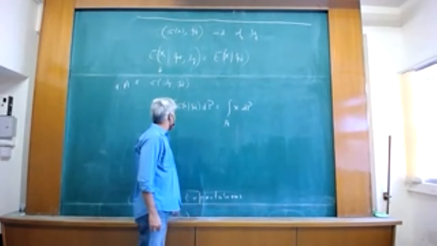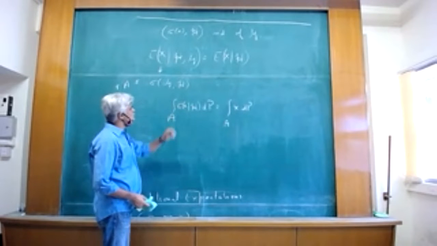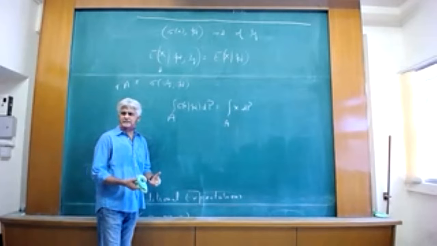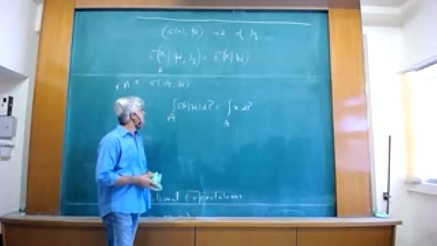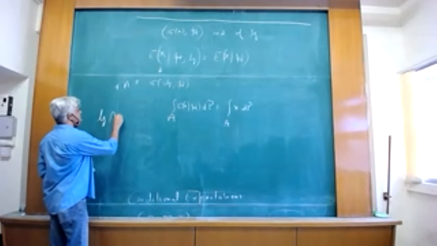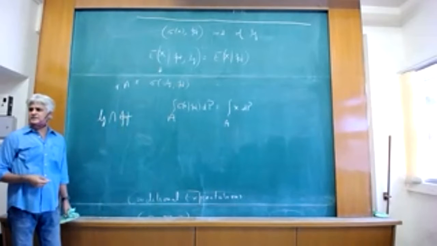The way we do this is as follows. We show that this is true for a pi system. And if there are two measures which agree on a pi system, they'll agree on the sigma algebra containing the pi system. So that's another tool to keep in mind. So the pi system is going to be G intersection H. You can convince yourself that the intersection of these two sigma algebras is a pi system.